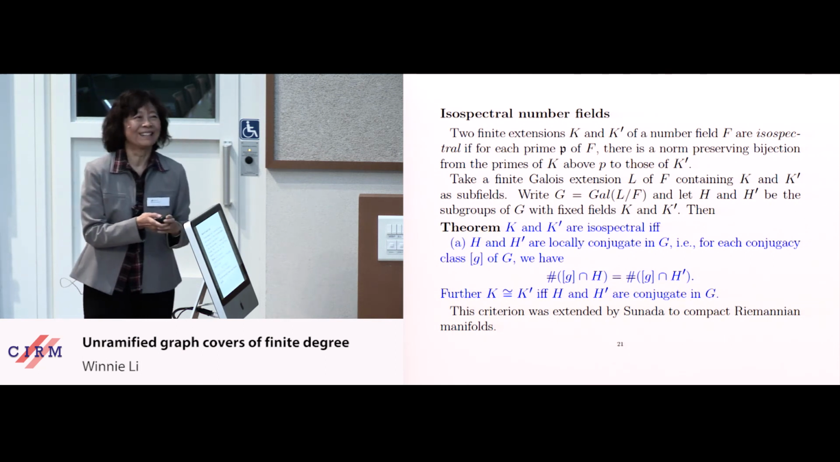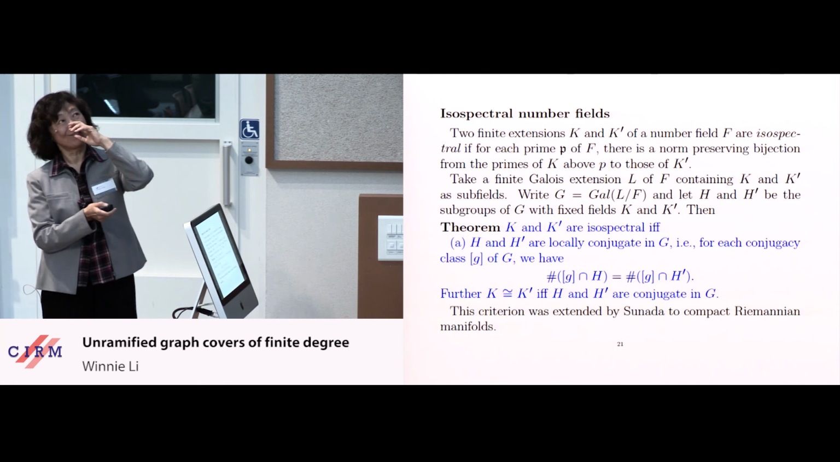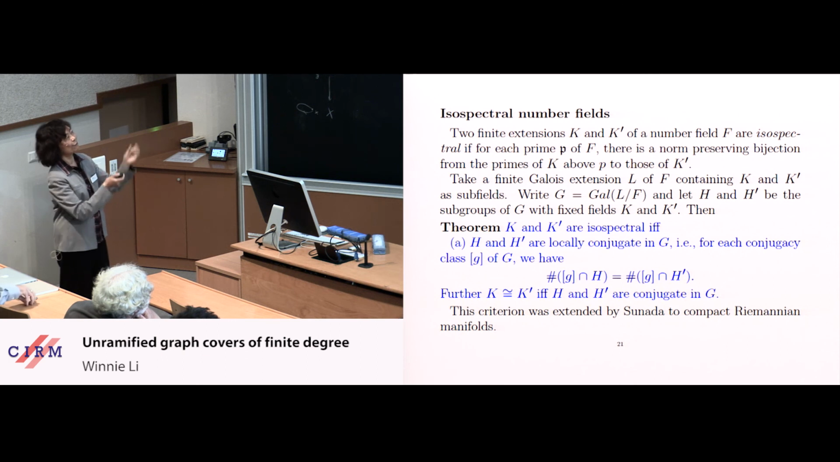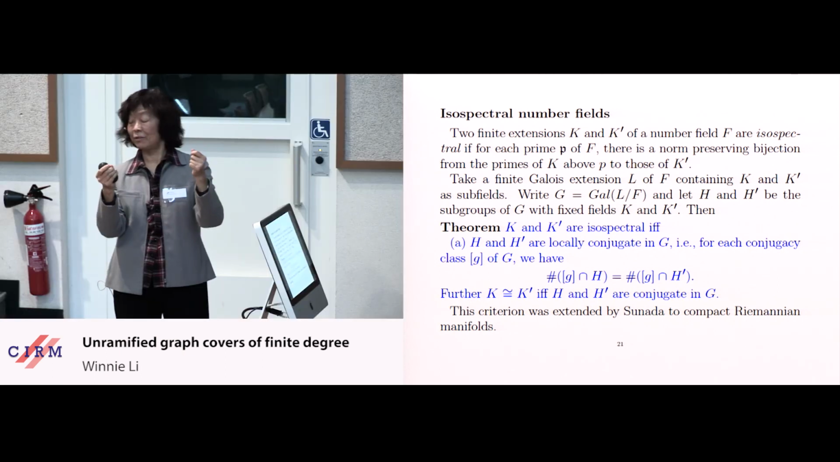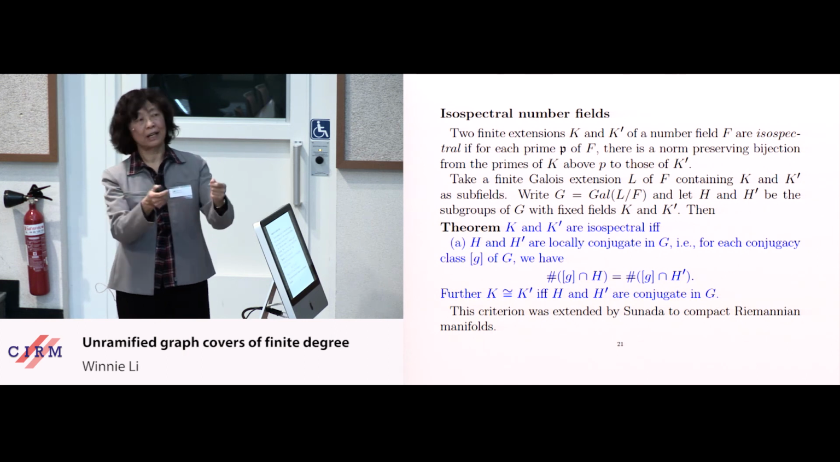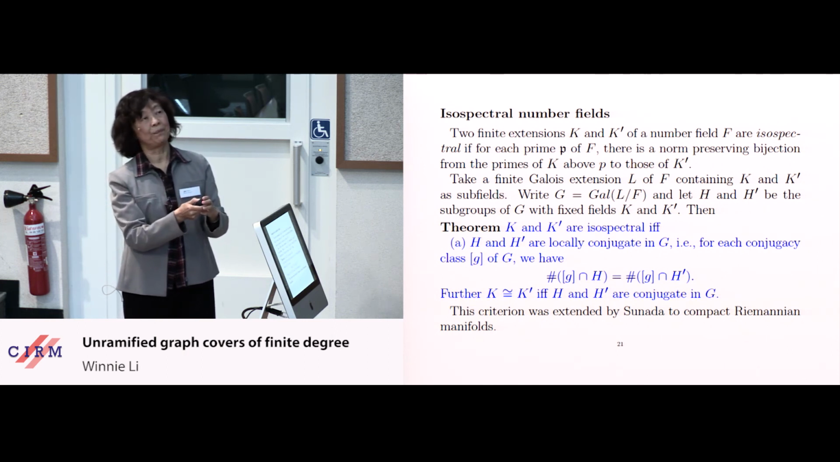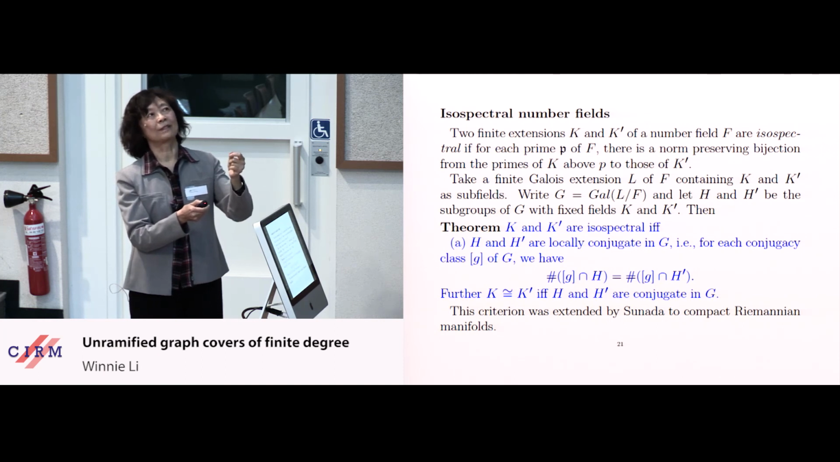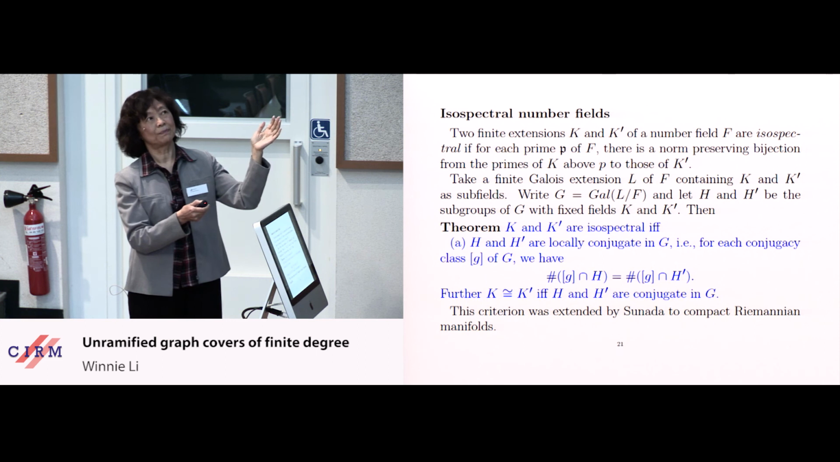Okay. So the last question I want to consider is isospectrality. For number fields, the question is: can you find 2 non-isomorphic number fields which have the same Dirichlet zeta function? In other words, I have 2 extensions of the number field F. You take a prime downstairs, and you look at the primes upstairs sitting over P in each field. So there should be a norm-preserving bijection from one set to the other.